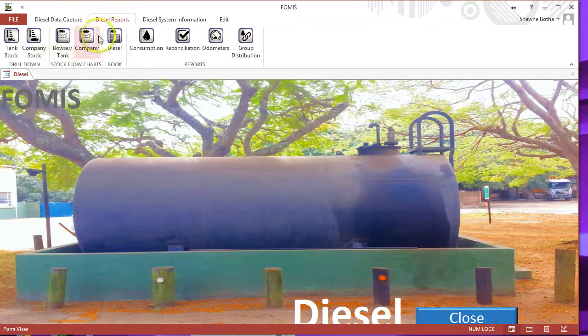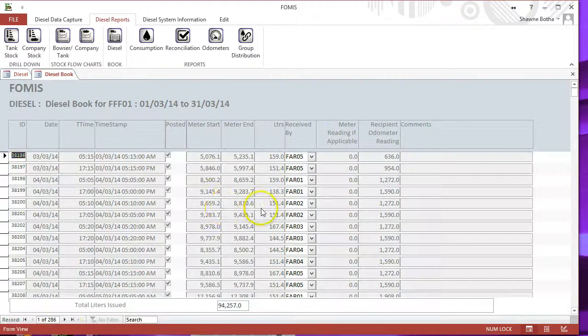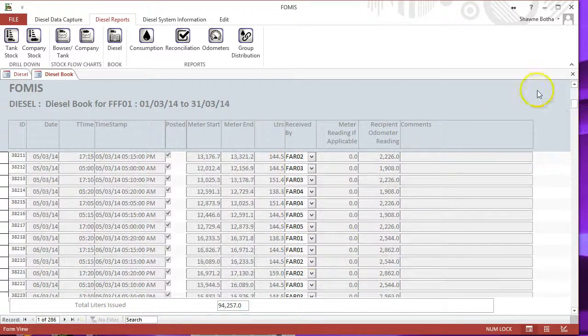If you were to become a little bit more traditional and have a look at it in terms of what the diesel book looks like, you can actually go and have a look at this, which is really a replica of your physical diesel book. It will just show you exactly what has happened with that specific bowser.